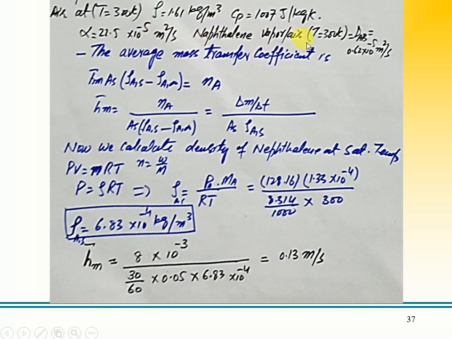For naphthalene vapor and air, when species A and B are these, then at 300 K the binary diffusion coefficient, that is DAB, is 0.6 times 10 to the minus 5 meter square per second. The average mass transfer coefficient is, as we know, that NA is equal to h bar M times (rho AS minus rho infinity), that is, rho of species A at the surface minus rho of species A at infinity. So from here I can find h bar M.